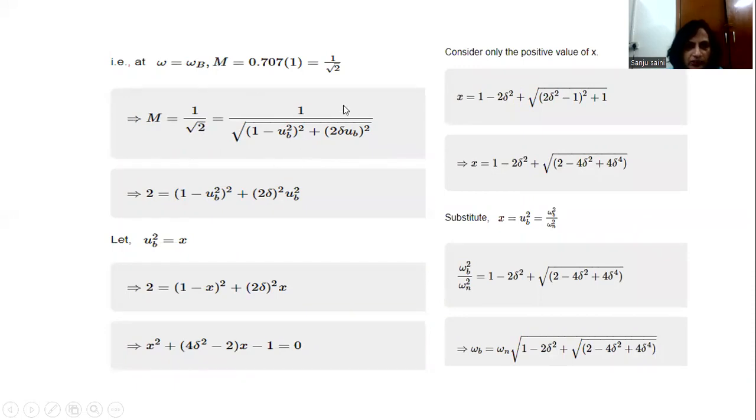We just solve this equation, we get the value of ub, and the value of ub is coming out to be this. And ub is what? This is omega b divided by omega n. So when we substitute, we get the value of omega b. So we have got the expression for the bandwidth of the system, and it's a very important characteristic because it simply tells how much noise can enter into the system, how much range of frequency is allowed within the system. So in case the bandwidth is more, it means that more noise can enter into the system. If bandwidth is less, it means that less noise can enter into the system.